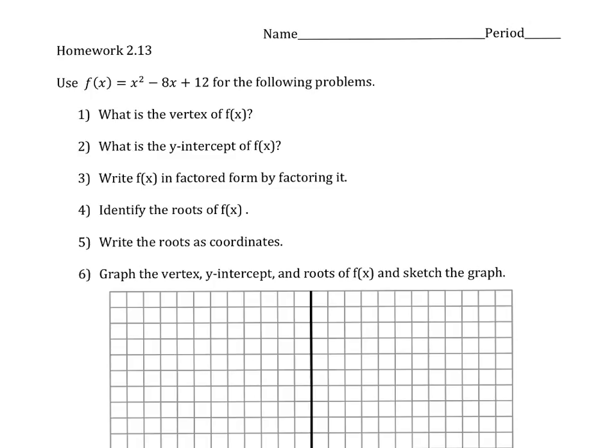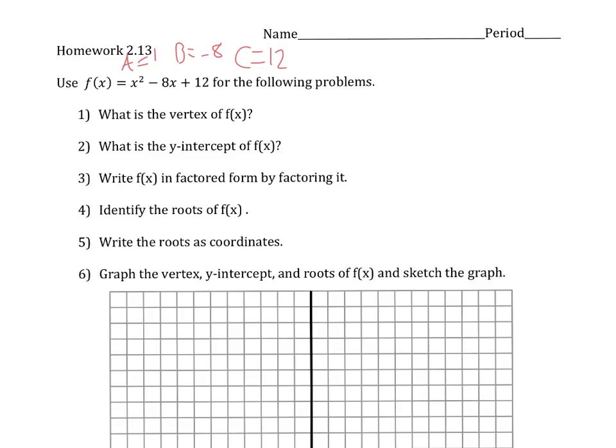Alright, we've got a function, x squared minus 8x plus 12, and we have lots of questions to answer. So let's remind ourselves that's in standard form, so the a number is equal to 1, the b number is equal to negative 8, and the c number is equal to positive 12. So number 1, what is the vertex of f of x?